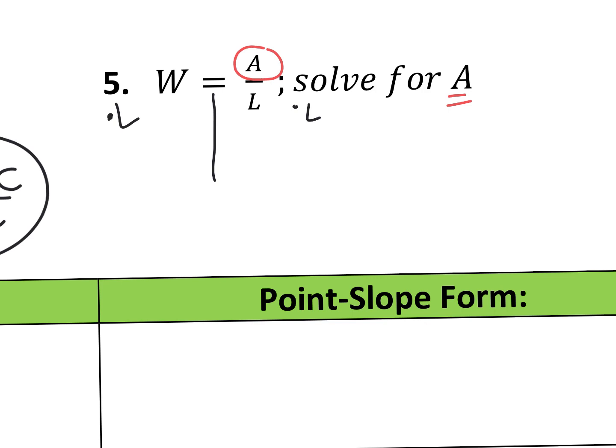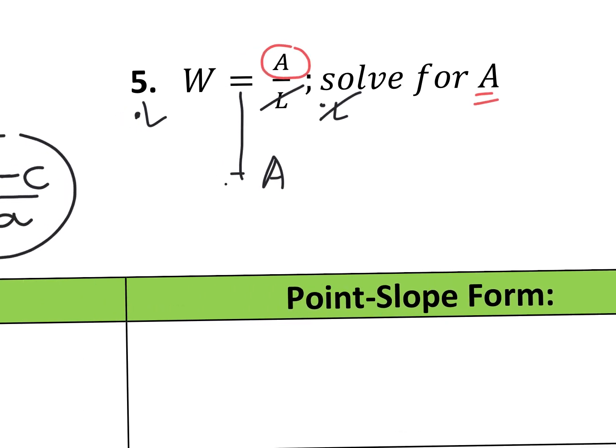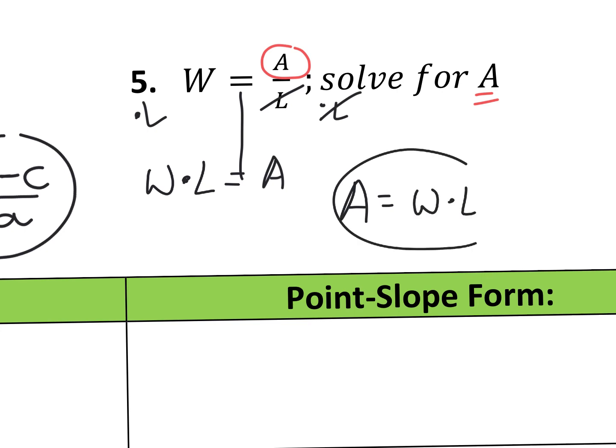So if I have A divided by L and I multiply by L, they cancel each other out because L divided by L will be 1. So I have on that side just A. On the left side, I have W times L. So my final answer, I like to have the A first. A is equal to W times L. You could even take out the dot if you wanted to, just WL. That's it.